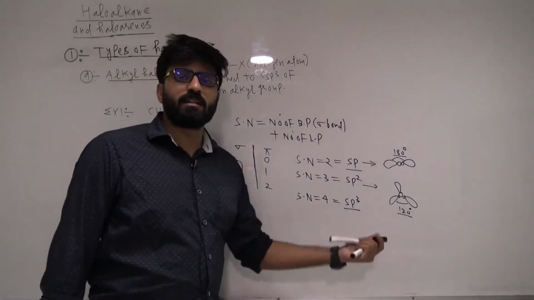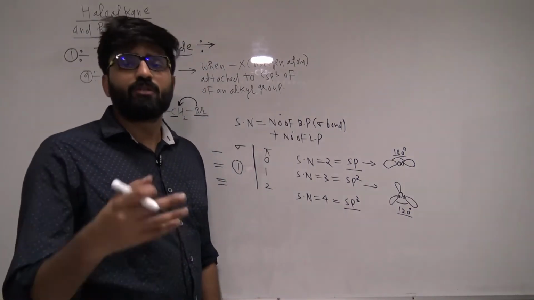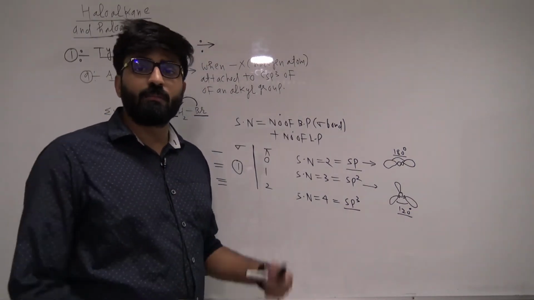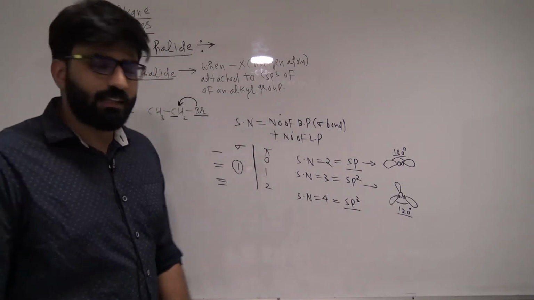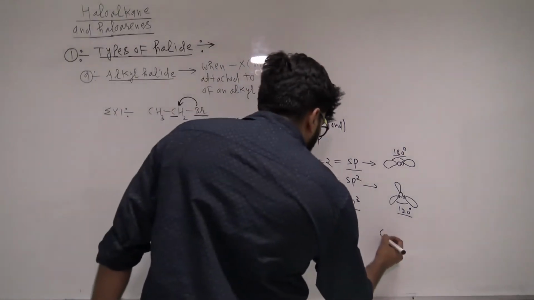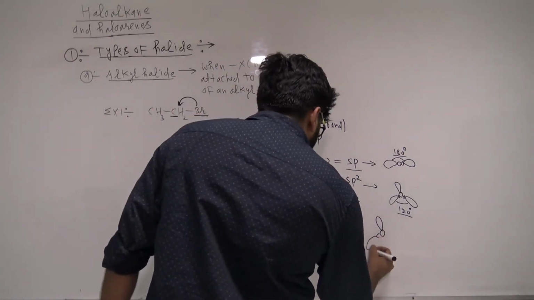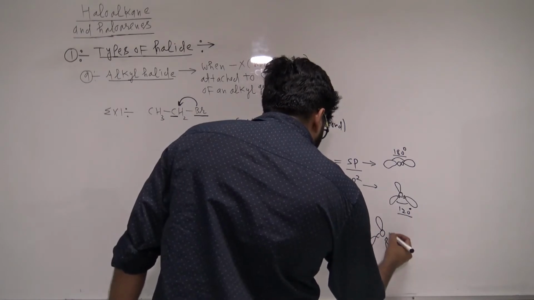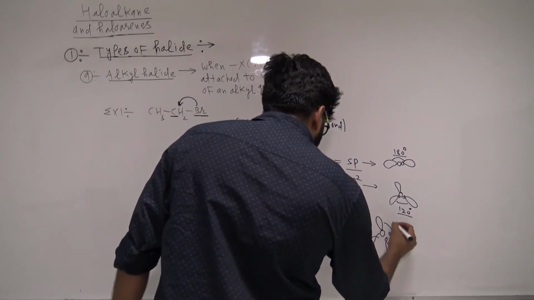The total number of atomic orbitals undergoing hybridization is 4. So how many hybrid orbitals will be formed? There will be 4 hybrid orbitals, and the best way to arrange these 4 hybrid orbitals, I hope everyone knows, is tetrahedral.